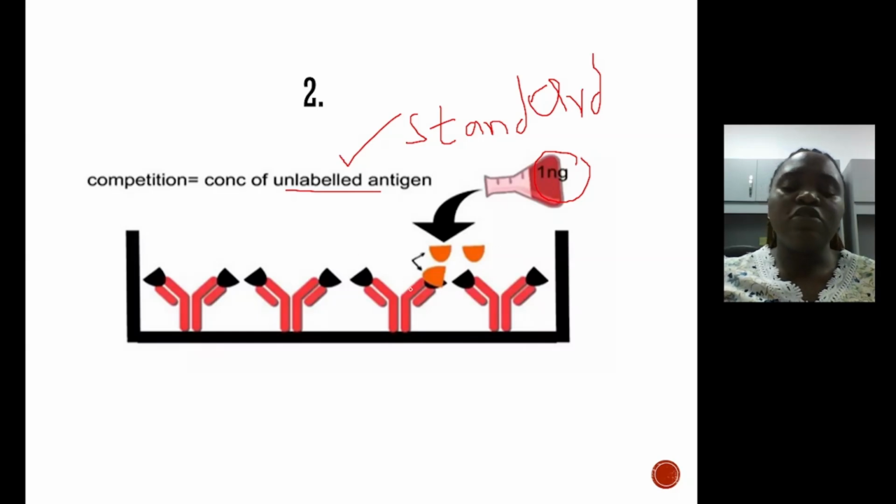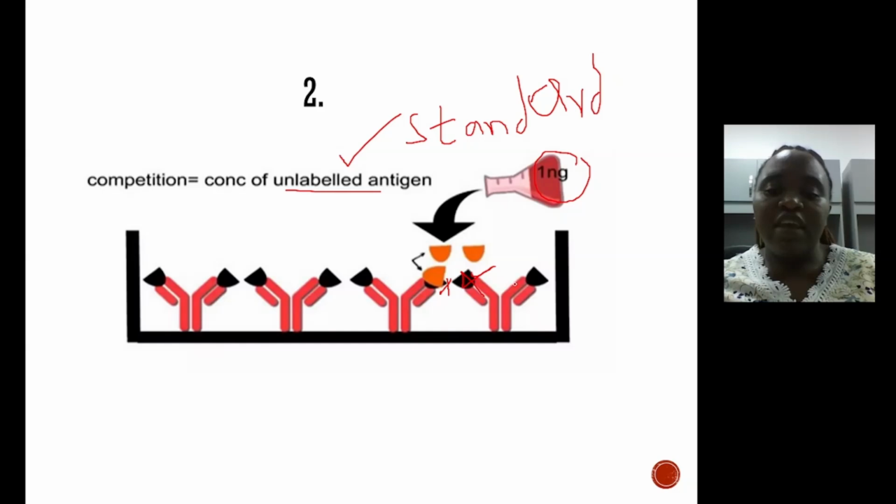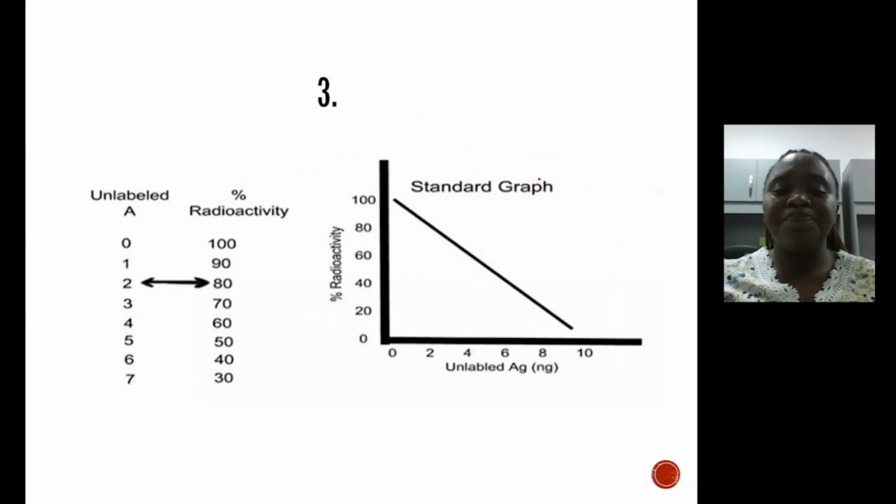Because it's based on competition, and the concentration of 1 nanogram is not very high, the competition isn't so much. It's going to replace some radiolabeled antigens, and then you measure radioactivity. In this case, we are going to have radioactivity that is less than 100% because some areas of our antibodies have been occupied by the unlabeled antigen.